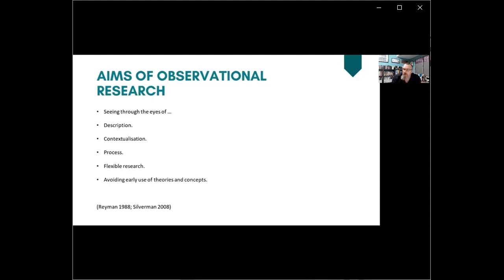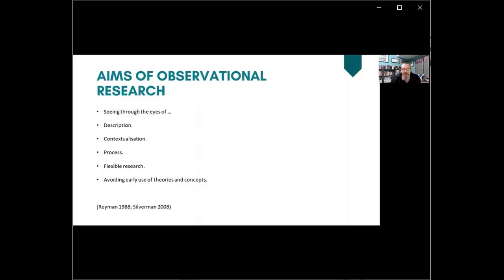In terms of number 4, process, we're viewing social life as a series of interlocking events rather than independent events, which we are more likely to find through other types of research, say, for example, focus groups or interviews, because they are post-event occurrence versus in situ happening as they occur.